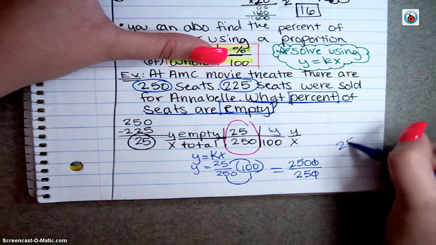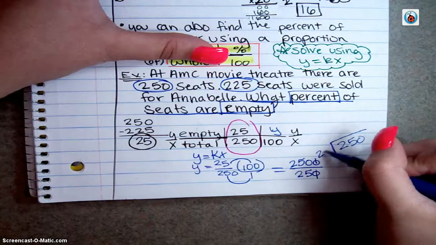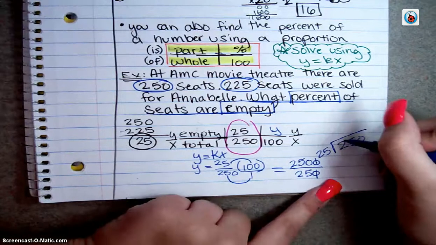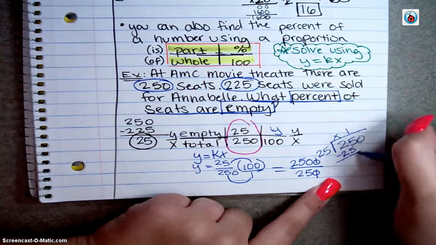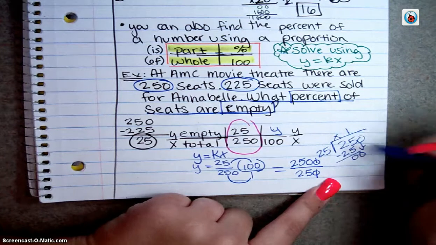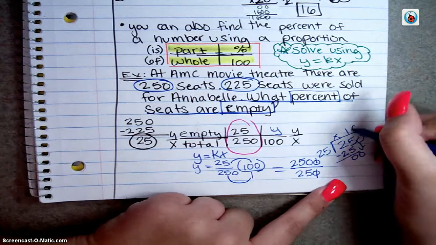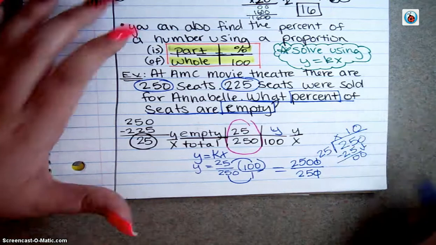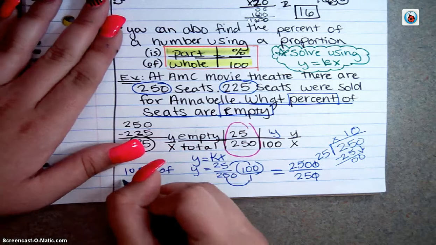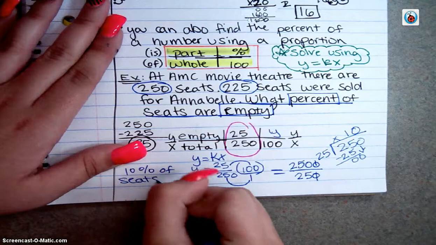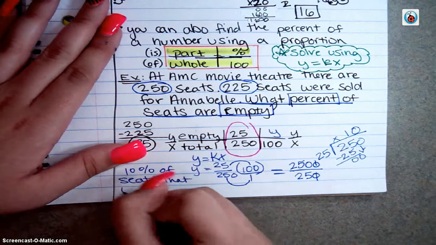Now I'm going to divide 250 by 25. 25 goes into 25 once. Bring down the 0. How many times does 25 go into 0? 0. So that means 10% of seats were empty.